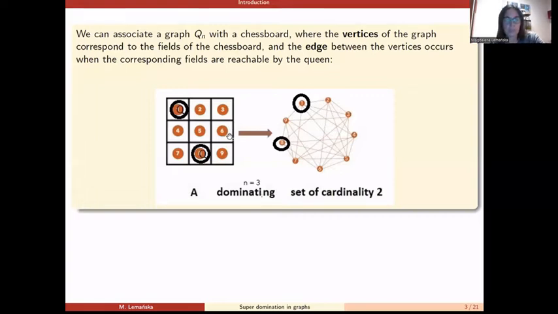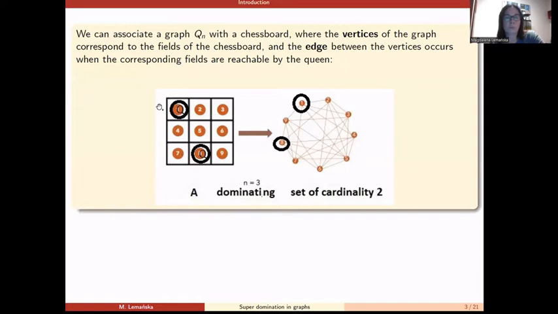So, for example, if we put a queen here in number 5, then the small squares which we can reach from this field are 1, 9, 3, 7, 2, 8, 4, and 6. So in the corresponding graph, the vertex number 5 will have neighbors 2, 4, 6, 8, 7, 3, 1, and 9.